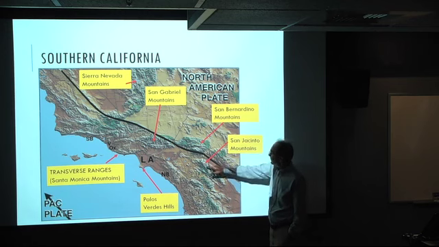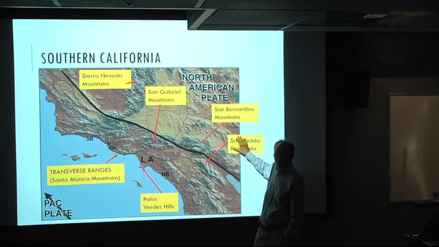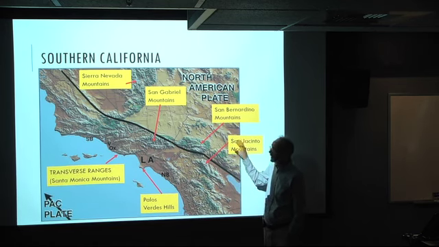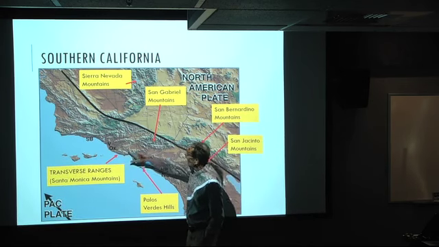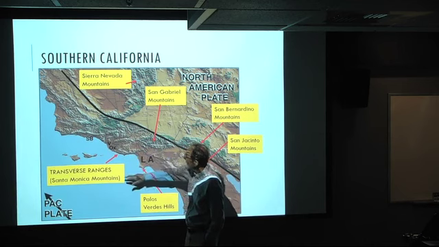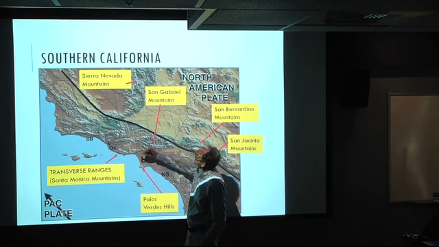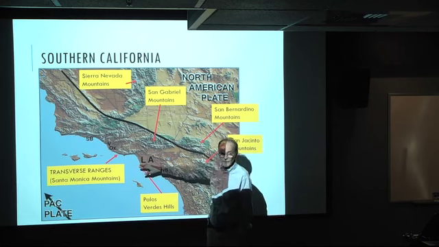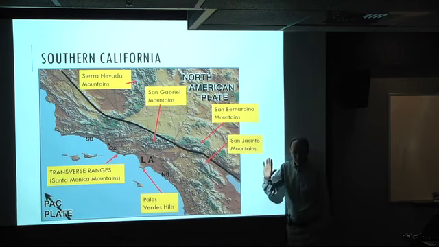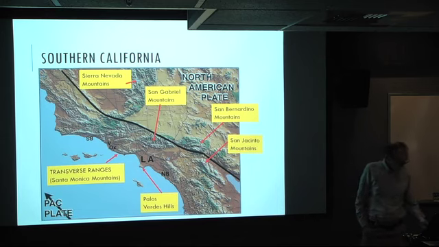This is the San Jacinto Mountains. We'll talk about these when we talk about the ice ages. San Bernardino Mountains, the San Gabriel Mountains. These are what are called the Transverse Ranges, or the Santa Monica Mountains. There's the Sierra Nevada Mountains here. And here's the Palos Verdes Hills, where I grew up, and I have an affinity for.